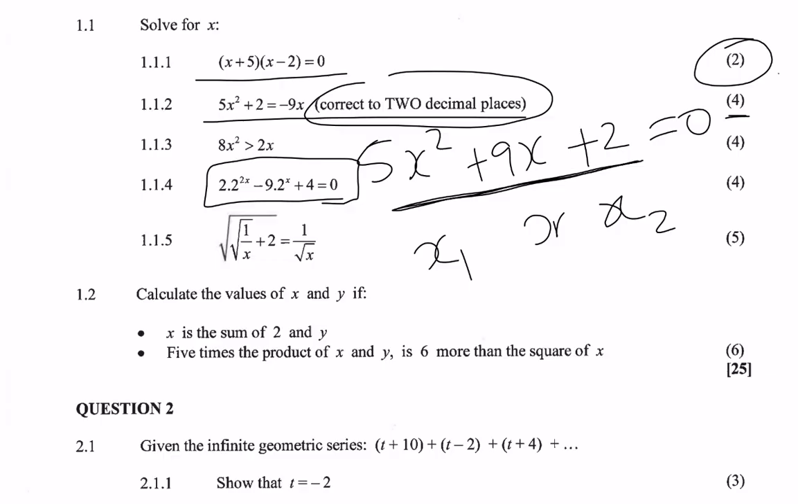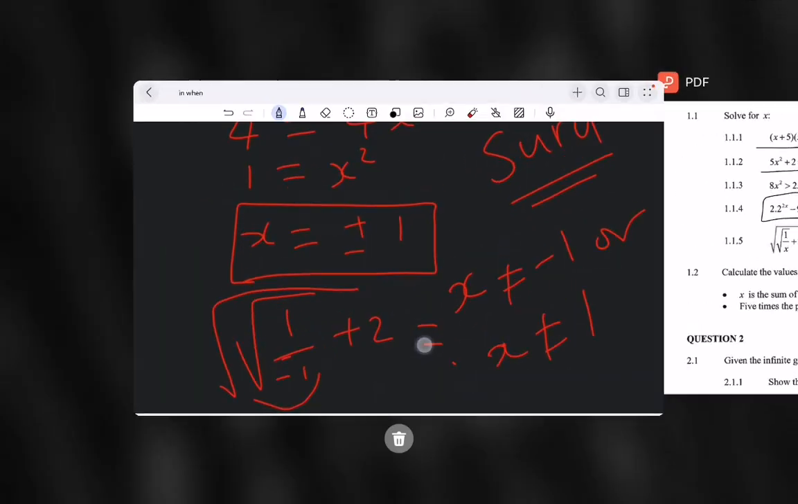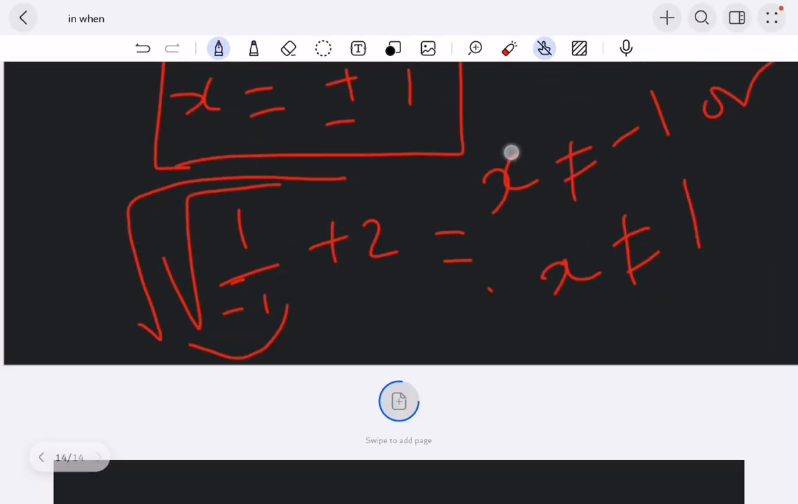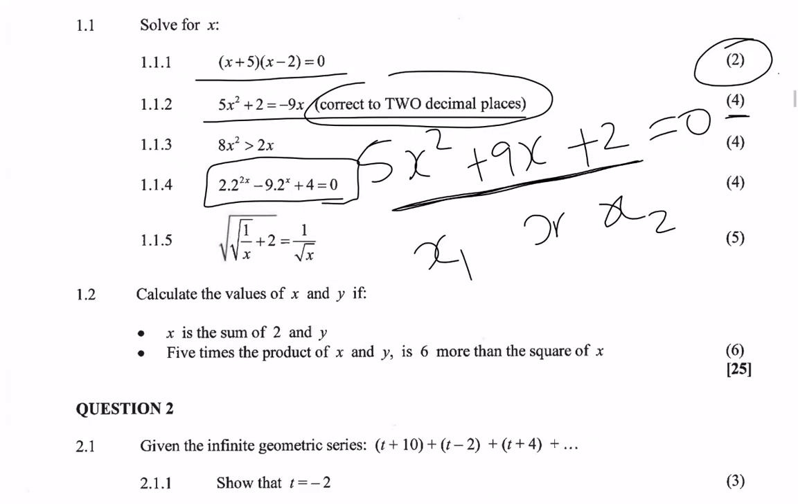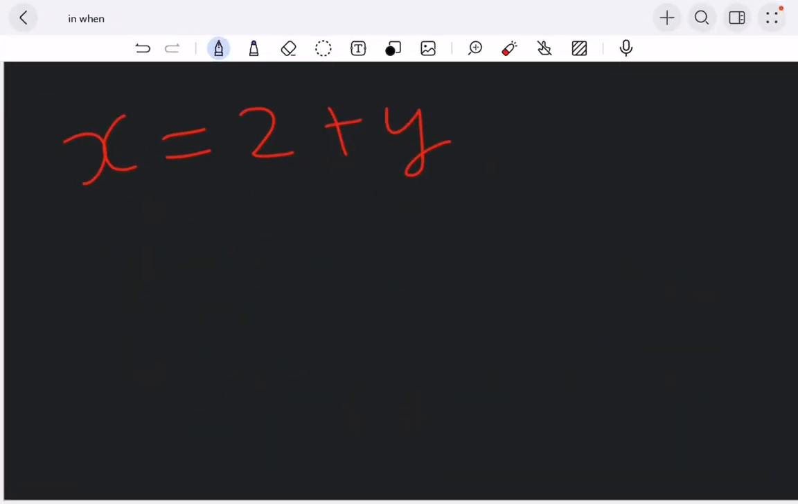Okay, now we have the 1.2 question, which is the simultaneous equations. The question is not in the same way we used to see it. It says calculate the value of x and y if x is the sum of 2 and y, and 5 times the product of x and y is 6.